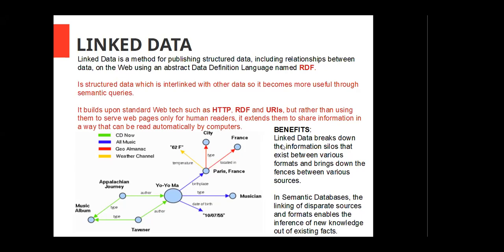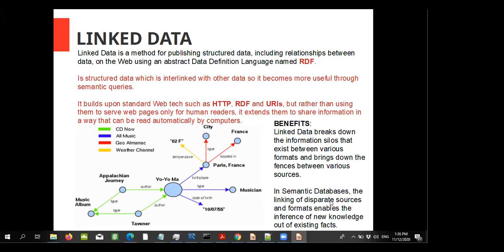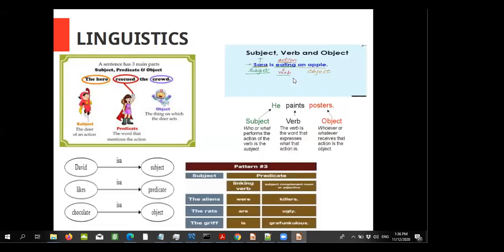Now, the benefit of this is that linked data breaks down information silos that exist. In semantic databases, the linking of disparate sources of data and formats enables the inference of new knowledge out of existing facts. So remember, we talked about web scale and URLs and all that. It's a way of putting data.